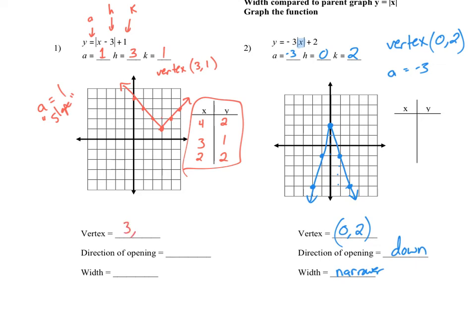For the first one, the vertex was 3, 1. The direction of opening was up. And since A is 1, the width we would say is the same. It's not any wider or narrower, because when A is 1, it's just the same width. Okay? And notice in number 2, we didn't even fill our table in because we don't have to graph these. We can graph them in the shortcut way.